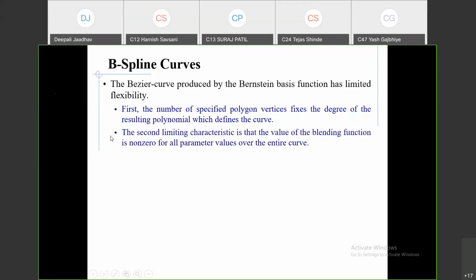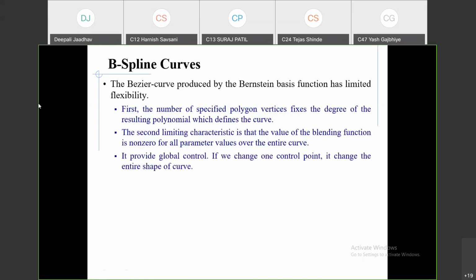Second, the second limiting characteristic is that the value of the blending function is non-zero for all parameter values over the entire curve. In the previous lecture, we saw the parameter value t ranges from 0 to 1: 0, 0.15, 0.35, 0.50, 0.65, 0.85, and then t equal to 1. We saw 7 parameter values and calculated the blending function. For all the values, the blending function is non-zero. That is the second limitation.